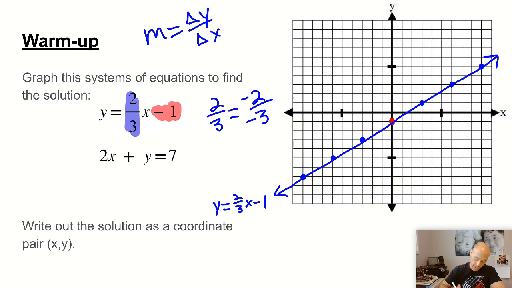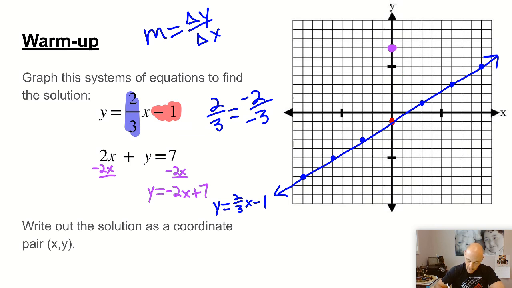And the way I could do that is I could subtract 2x from both sides. And what I get is y is equal to -2x plus 7. So my y-intercept there is 7, and my slope is -2, down 2 and to the right 1, down 2 and to the right 1, down 2 and to the right 1.